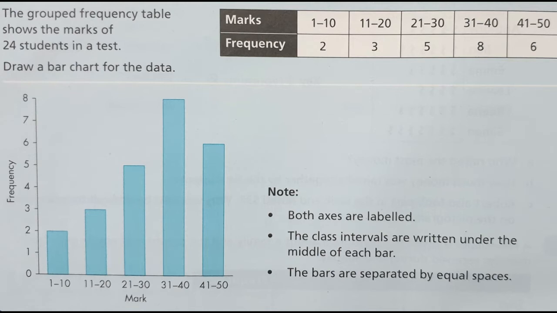We draw the graph. In this, we have to see that both the axes are labeled. That is, on the x-axis, what you are representing, and on the y-axis, what you are representing. You have to label the axes. The class intervals are written under the middle of each bar. The bars are separated by equal spaces. These are the 3 things we need to keep in mind while drawing a bar graph.